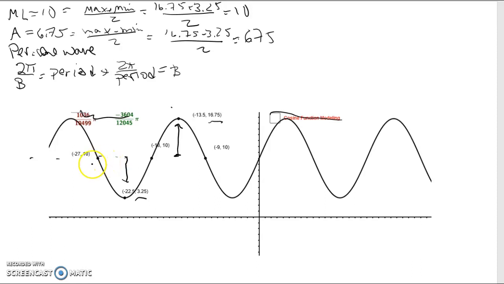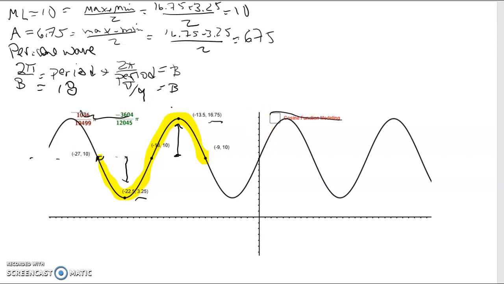In here, if we look at a wave that starts here, there's one wave. We can tell that the x distance from negative 27 to 9 is a distance of 18. So our period is 18, and that makes b, in this case, 2 pi divided by 18. We're always going to reduce. Our b is pi over 9. So we're almost all the way there.